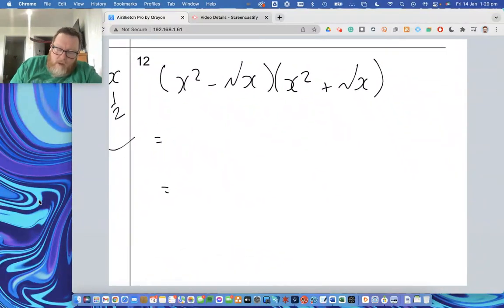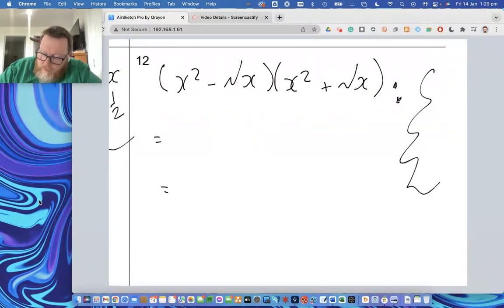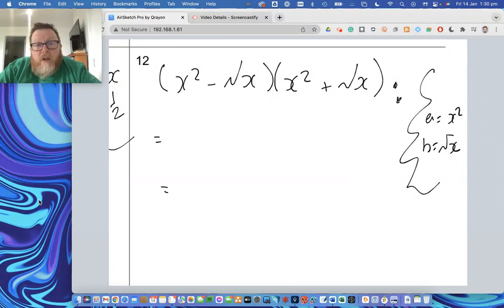Example 3. We've got scary square roots in there, but it doesn't make a difference. It's exactly the same concept. So what are our terms? a is equal to x squared and b is equal to the square root of x. They are our two terms, and we simply apply DOTS to that. Pause the video, have a go yourself.